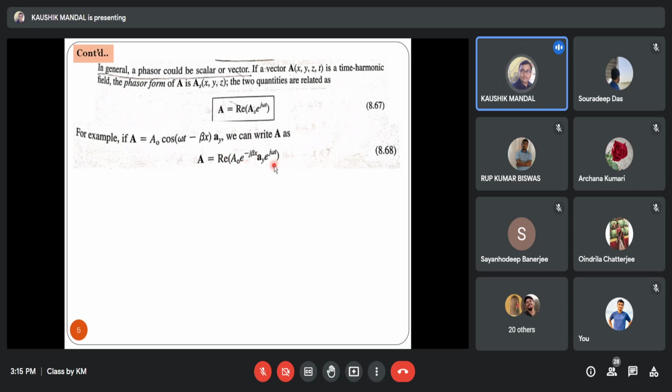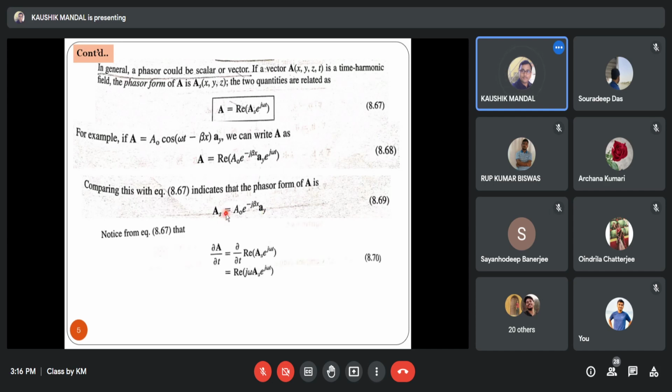So if you compare equations 8.67 and 8.68, you will find that As is nothing but As equal to A0 e^(−jβx) a_y. So that is the relation between a vector and its corresponding phasor.